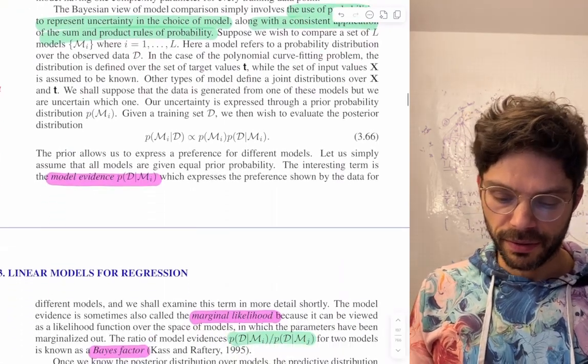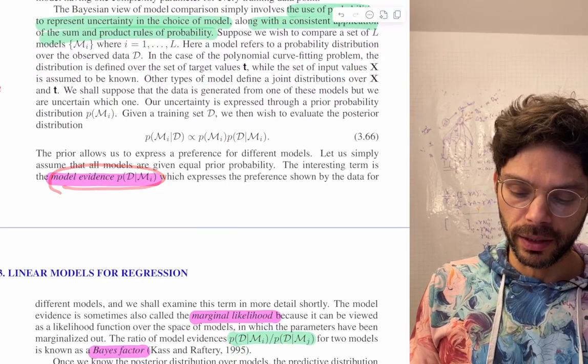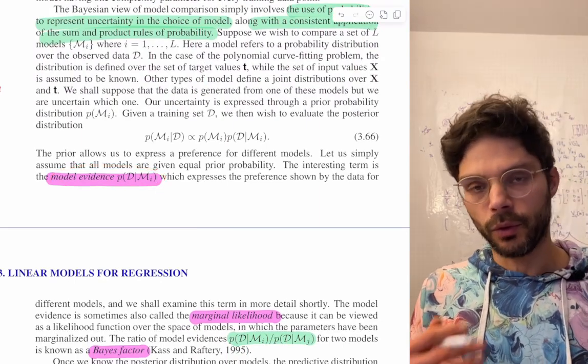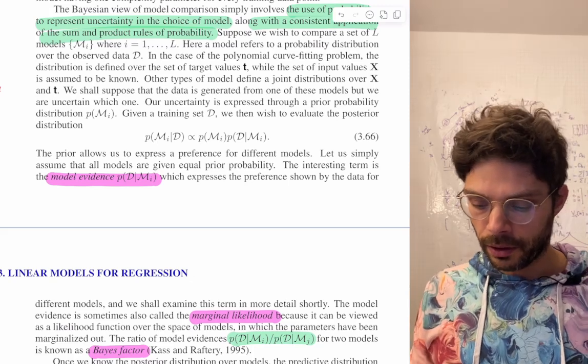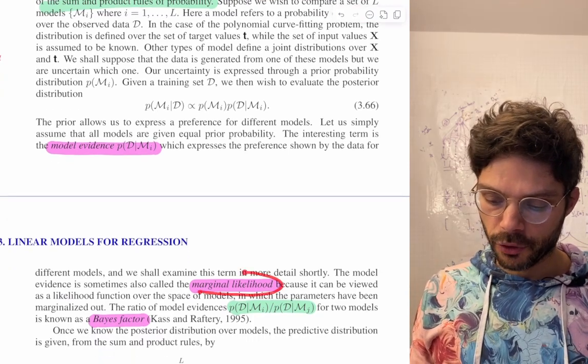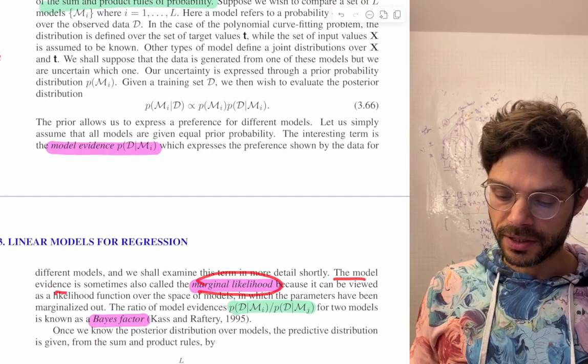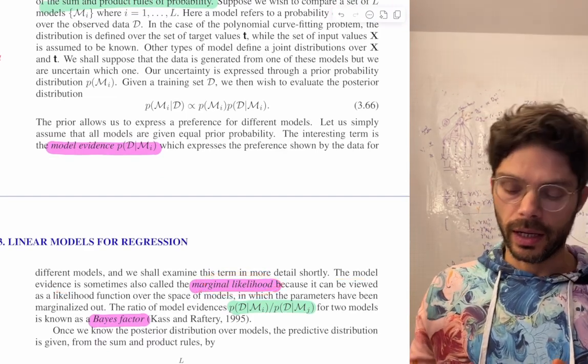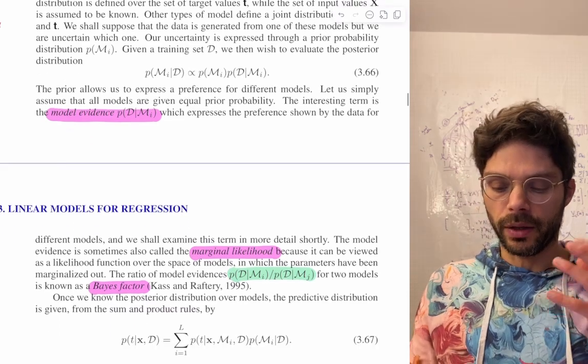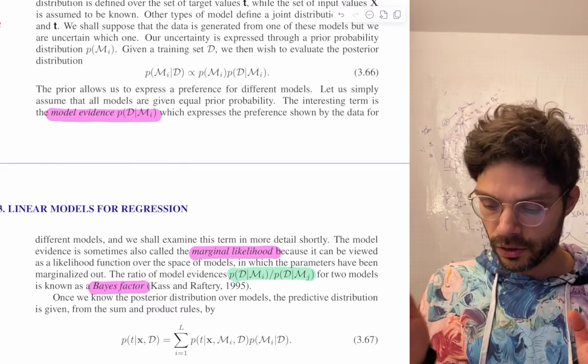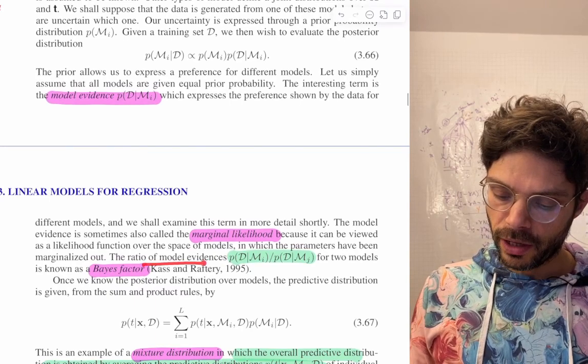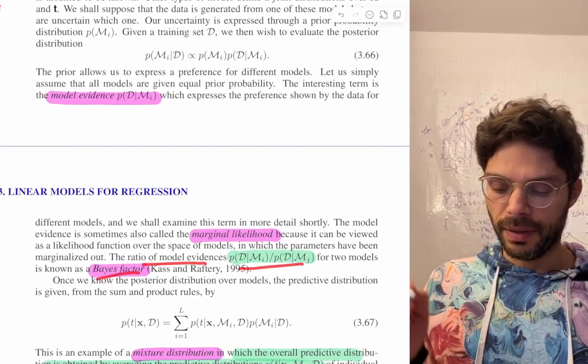So there is the model evidence term, which is the probability of the data given a model, which integrates over the parameters of the model. The model evidence is sometimes called the marginal likelihood. We saw this in the very last section as well. It's one of the confusing aspects of terminology, but that's fine. The ratio of model evidences is the Bayes factor.